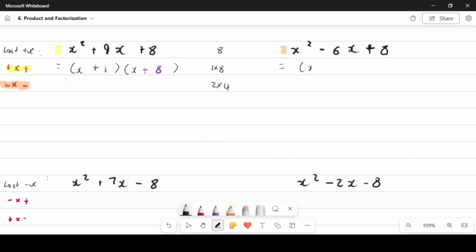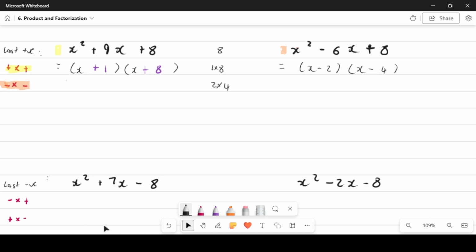So therefore, you'll have x, and you'll have, see, minus 1 minus 8 is what? Minus 1 minus 8 is minus 9. But minus 2 and minus 4 is what? Minus 6. So therefore, on our second attempt, we were able to find the solution. So x minus 2, x minus 4. Very, very simple. Very, very simple.